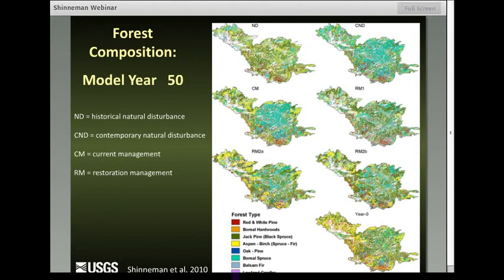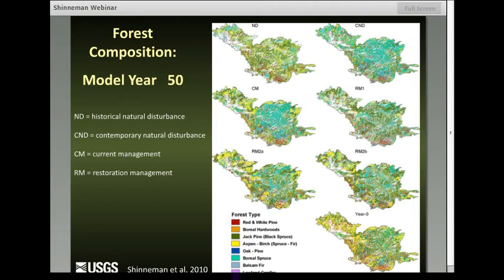The current management scenario is essentially the same as the current natural disturbance scenario, but adding in timber harvest based on contemporary management plans among major landowners. And then the restoration management scenarios represent different combinations of restoration forestry techniques, as well as the use of more wildfire within park and wilderness areas, such that it approaches the sort of natural fire rotation that would have occurred during pre-settlement periods.